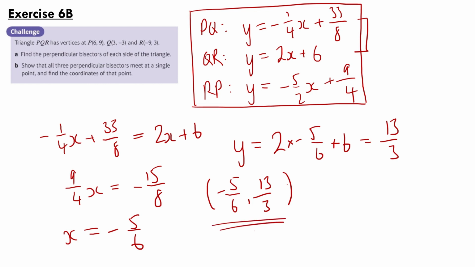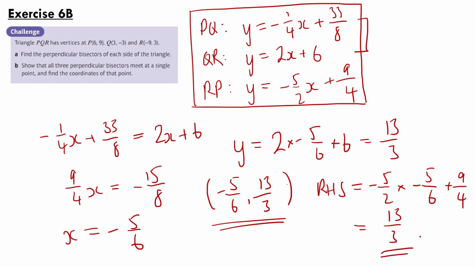Now, all we have to do is check that this point lies on RP. Plugging in the value of x to the right hand side, we get minus 5/2 times minus 5 over 6 plus 9 quarters, which gives us 13/3, which is y as we required. So therefore, we have shown that all three meet at a single point, and the coordinates of that point are (minus 5 over 6, 13/3).